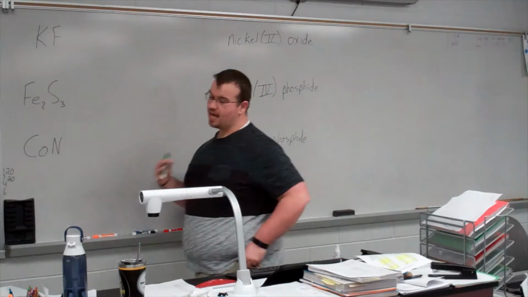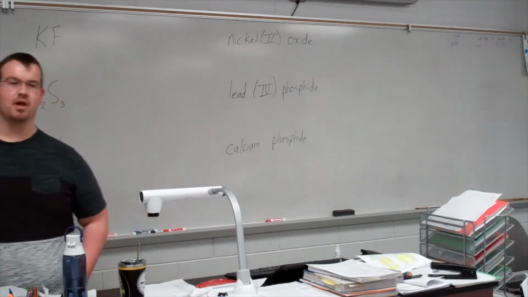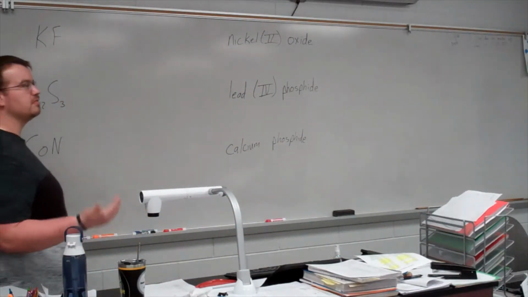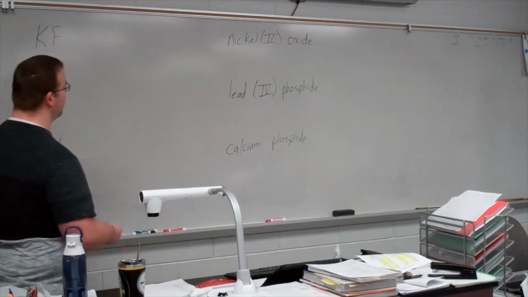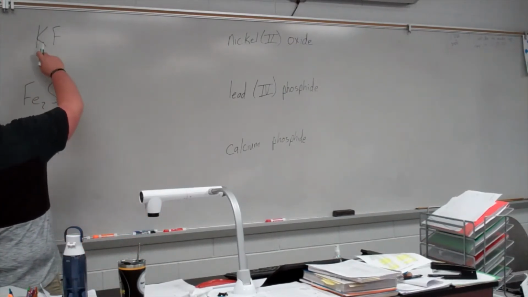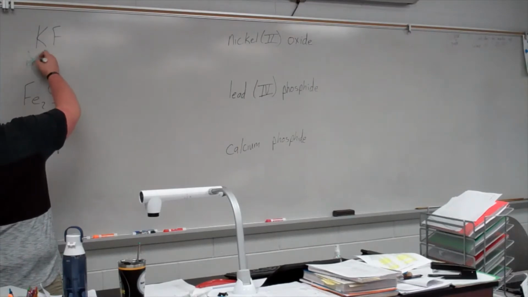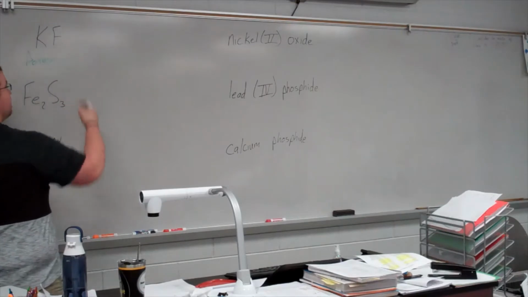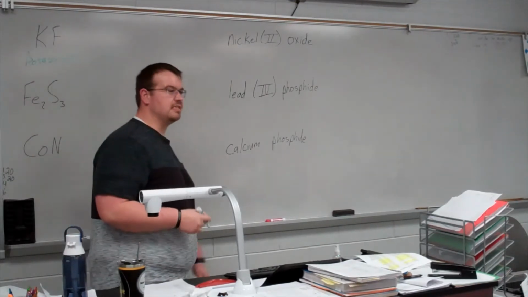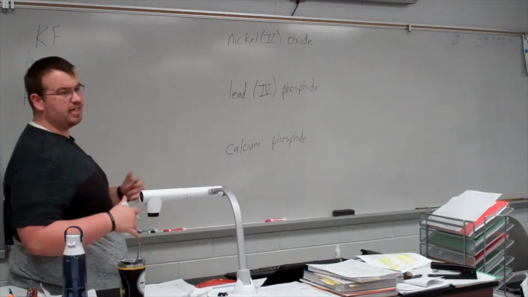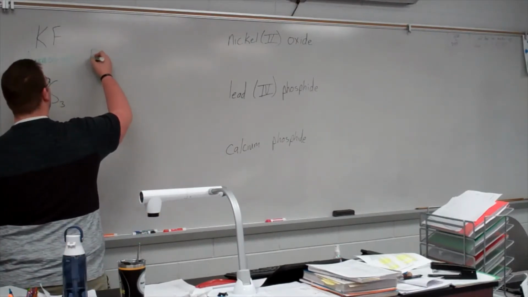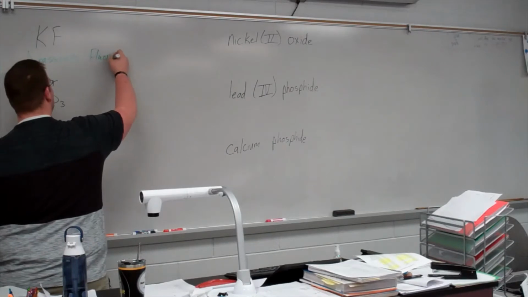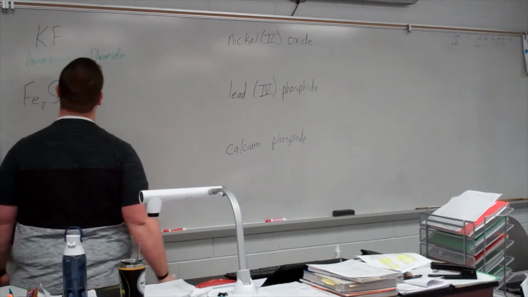So, it's not a D-block dude. Therefore, we don't have to use the stock system, so we're going to name it based off of the cation and the anion. The cation is named based off of the element, so potassium. Then, the anion is named based off the element. Remove the ending and add IDE. So fluorine turns to fluoride. So, potassium fluoride.